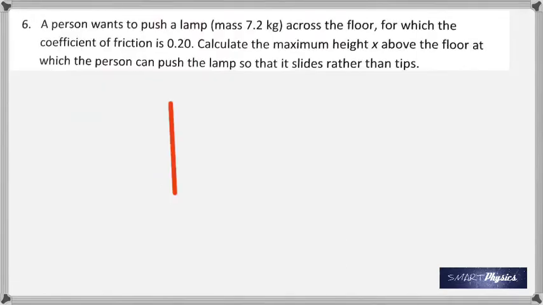So the person wants to push a lamp across the floor. The mass of the lamp is given. The coefficient of friction is given there. You have to find the maximum height x above the floor at which the person can push the lamp so that it slides rather than tips. So two cases. That's the diagram coming up. And I give you the diameter as 24 centimeter.